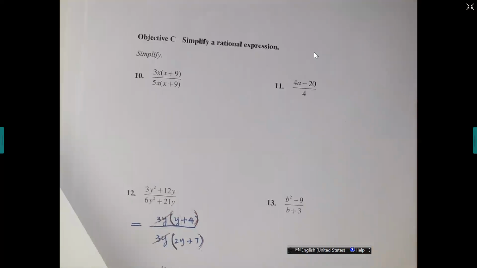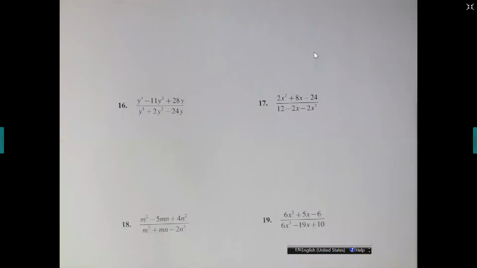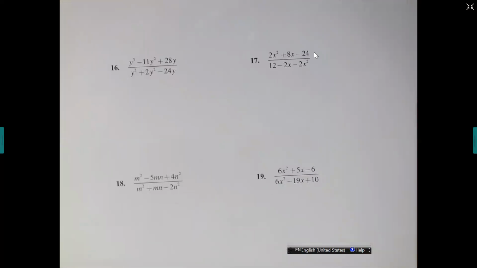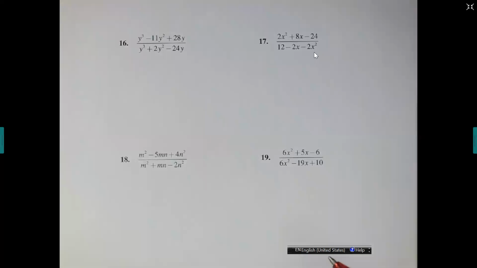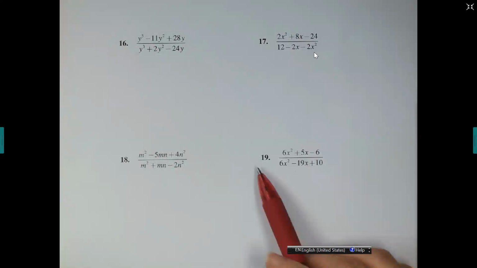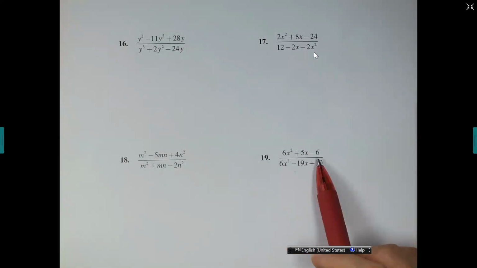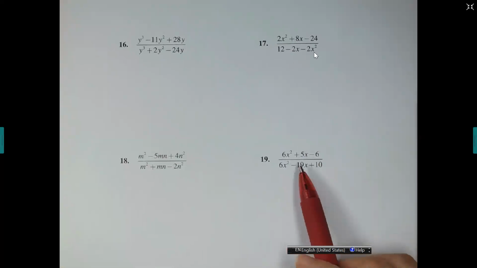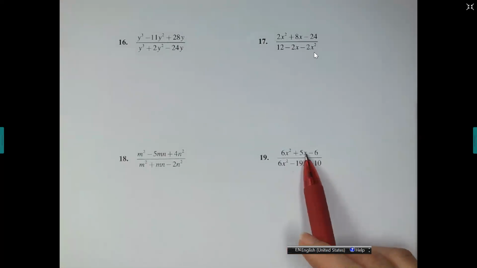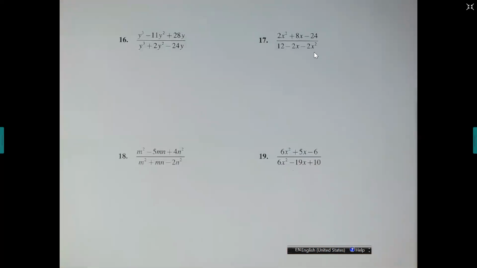Yeah, what we are doing here is kind of reviewing the factoring problem. This one, number 19, is reviewing the factorization. I want to simplify this rational expression. I will look at the numerator and denominator respectively.